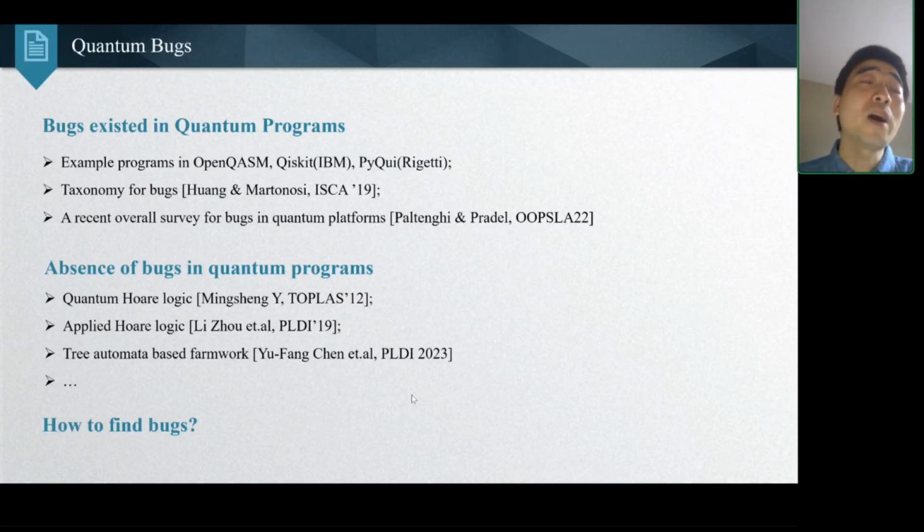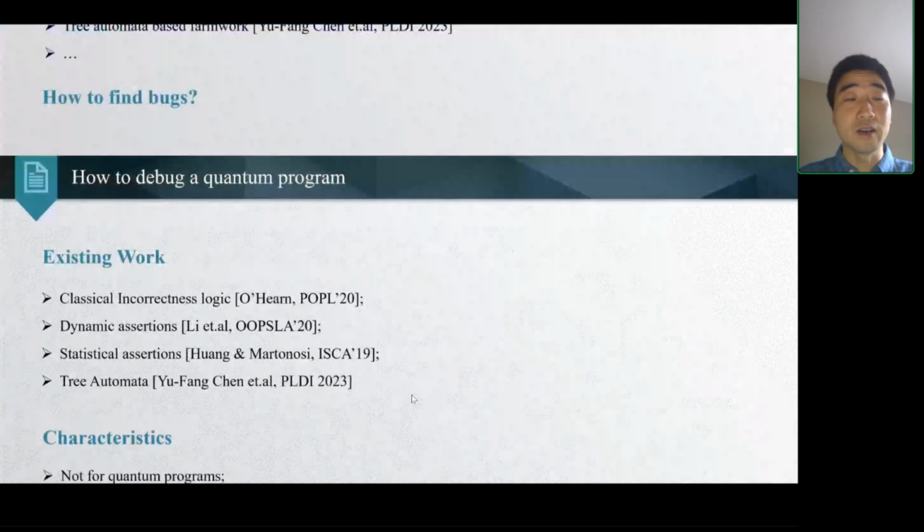So it is in quantum programs. So there are lots of examples, and to make sure of the absence of bugs in quantum programs, there are lots of efforts. So how to find bugs if there is one, or if they are there already.